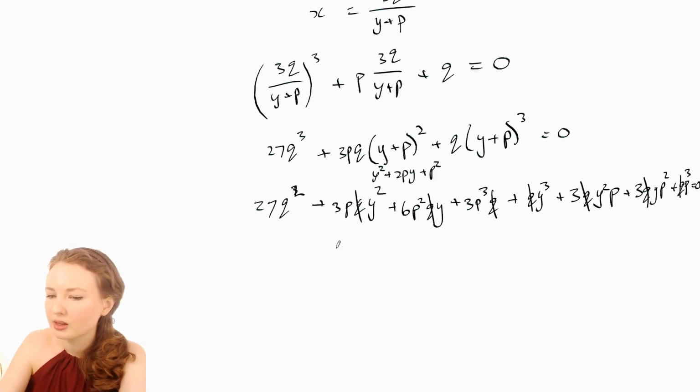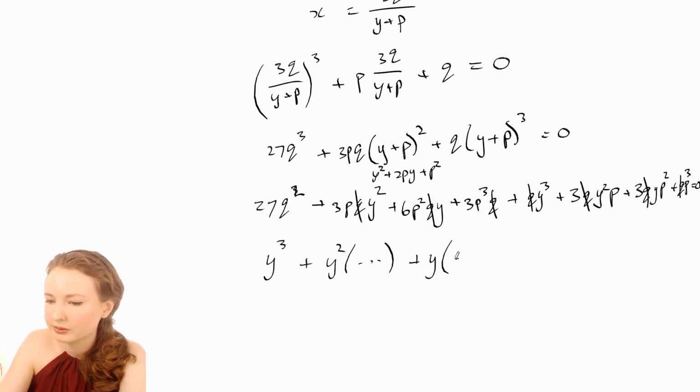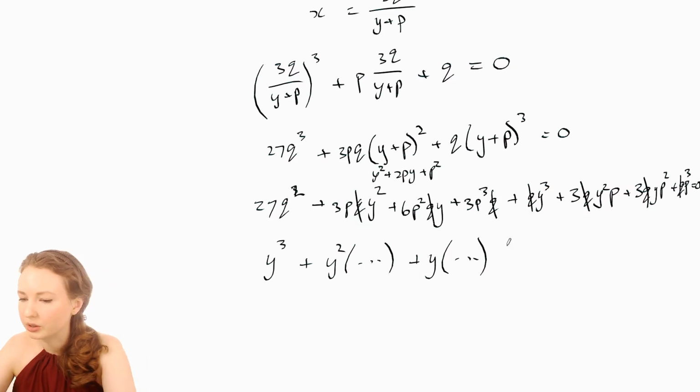So because we're only interested in the constant term, I don't really care about all these y squared. So I might just say dot dot dot. I don't really care what it is. Let's just look at the constant term.